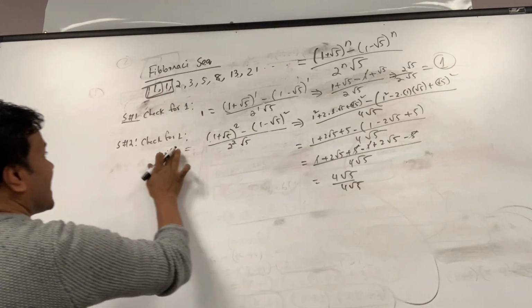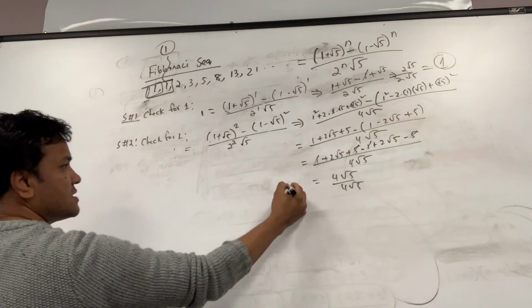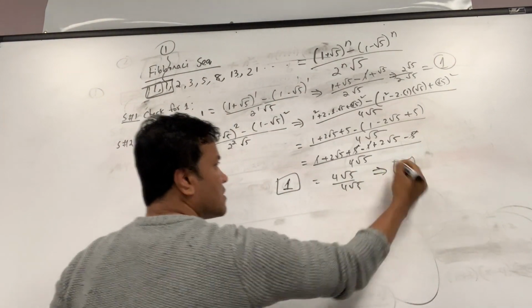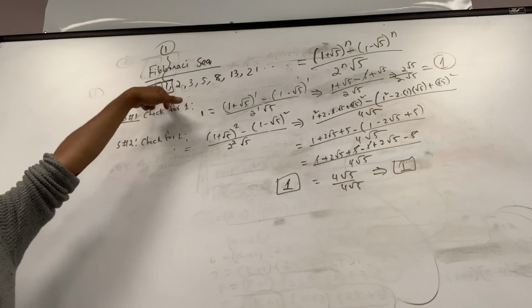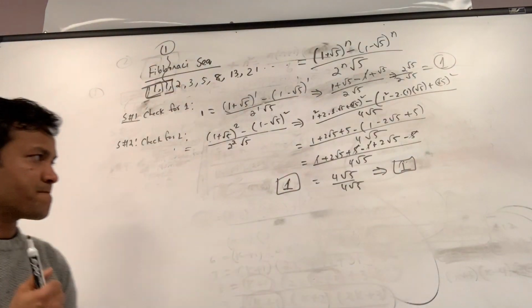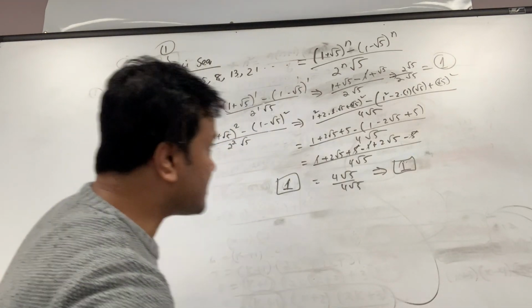All right. So the second Fibonacci number is 1. So this proves that 1 is equal to 1. The second Fibonacci number is 1, so it proved that 1 is equal to 1. Okay, what is the next step?